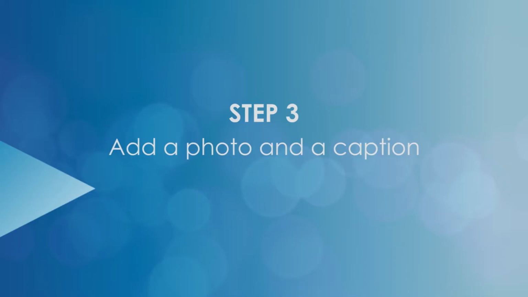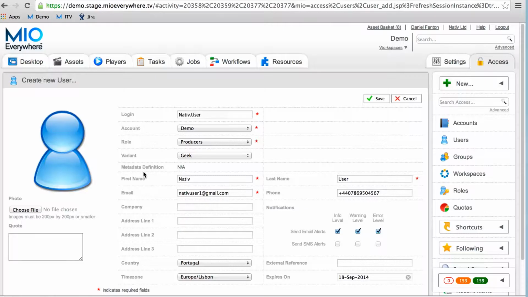Step 3. Add a photo and a caption. Photos may seem a bit strange to add, but they do become very useful when searching for users in an account. As your company grows, so will the users within the account. It is sometimes easier to search for people by what they look like than remembering their name.